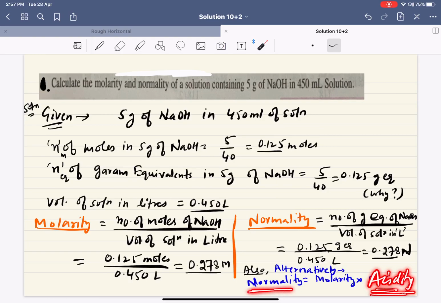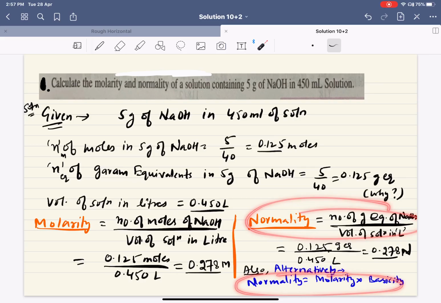So वैसे भी normality की वैल्यू सेम ही आनी थी molarity के. यहाँ से भी आप निकाल सकते हो by using shortcut. बट अगर आपको ये याद नहीं है तो डायरेक्ट फार्मूला अप्लाई करो. You can also find normality by that formula.